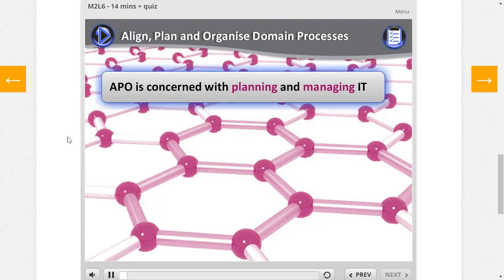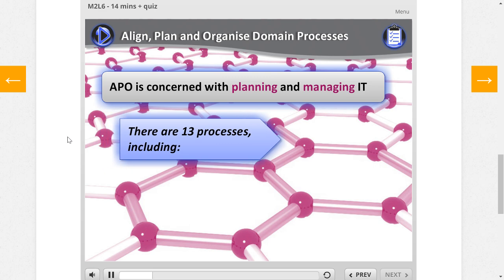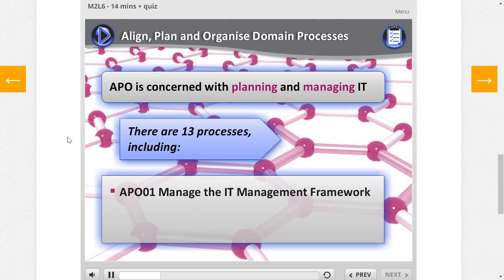The APO domain is concerned broadly with planning and managing IT. It includes 13 processes, including APO 01. Manage the IT management framework. This process is concerned directly with ensuring proper governance of IT within the wider enterprise governance framework.